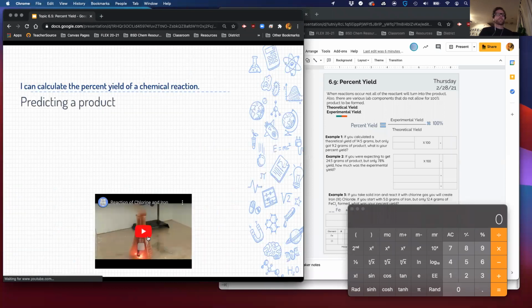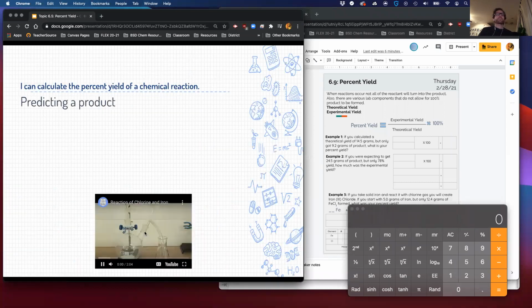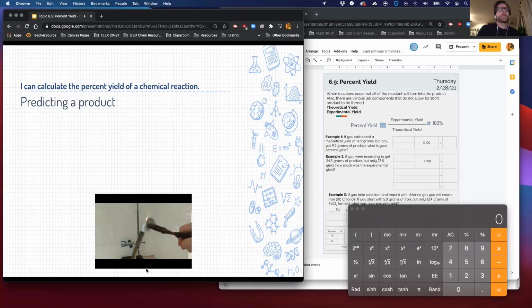So for instance, let's say right here I'm doing a reaction of chlorine and iron. It's a really cool reaction. You can't hear it, but if you want to watch it, you can. And basically we're going to take chlorine gas and iron and put it in there. Oh, it's really cool. Ready? Here goes. So those are red fumes of iron chloride.